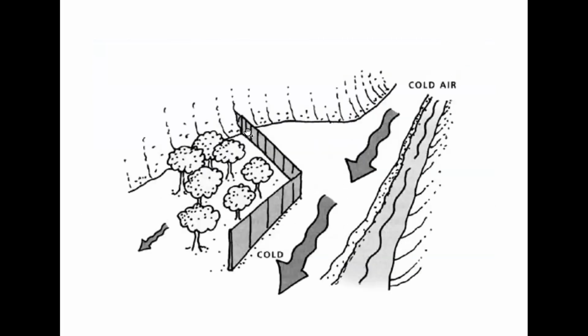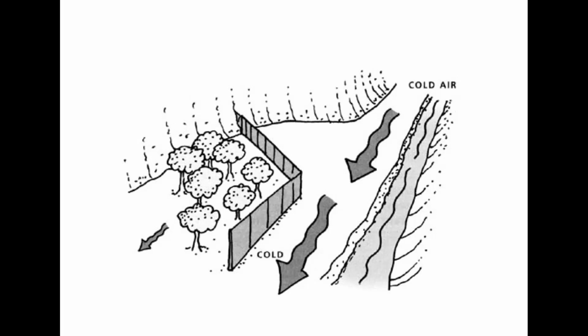But a simple construction, even just a fence, adds a little bit of wind resistance and slows down the flow of the air, so the majority of that cold air is pushed off and travels around. It'll always take the path of least resistance.